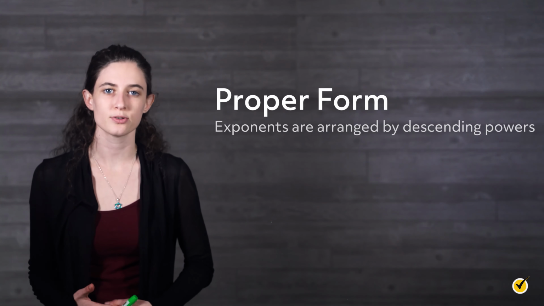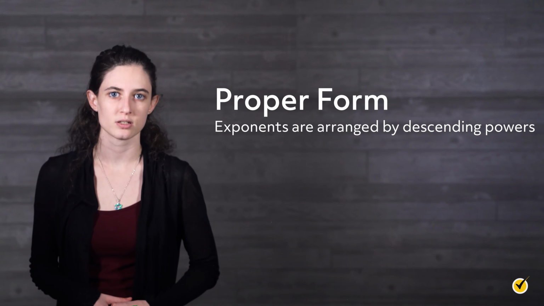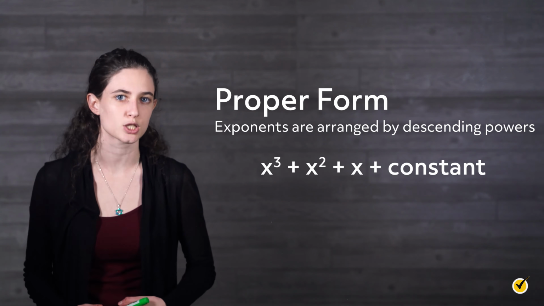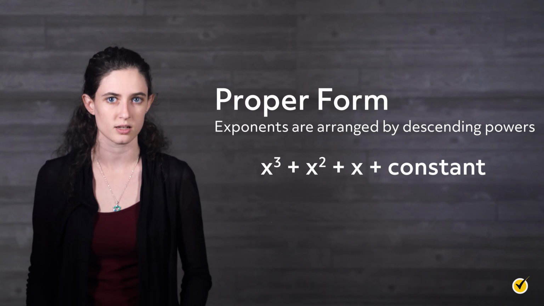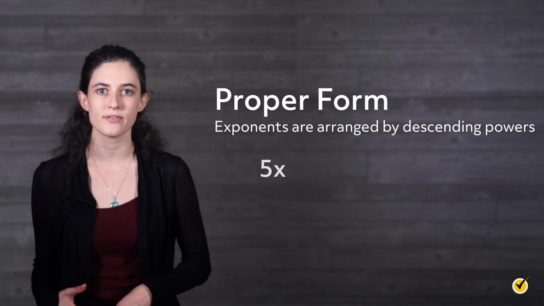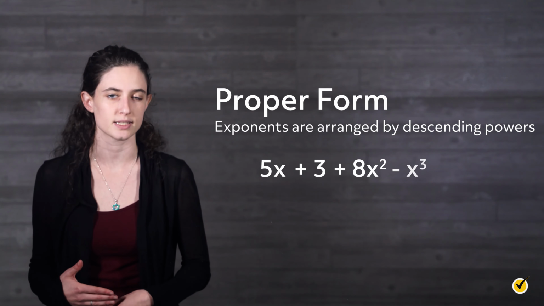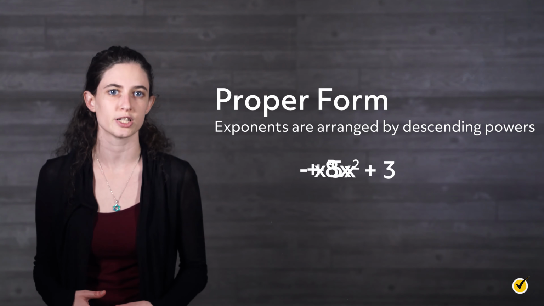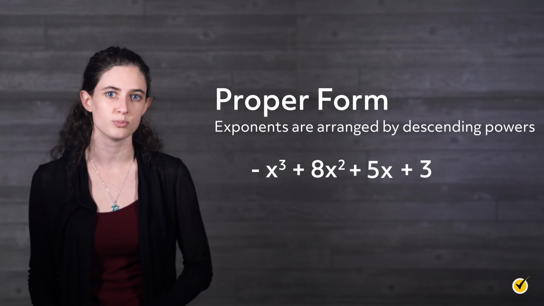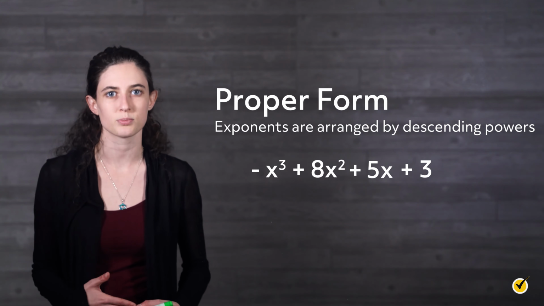It is helpful to know that when you write your answer, it is considered to be in proper form when the exponents are arranged by descending powers. For example, x cubed and then x squared and then x and then your constant. So if our answer produced was 5x plus 3 plus 8x squared minus x cubed, we would want to rearrange this so that it's written as negative x cubed plus 8x squared plus 5x plus 3.